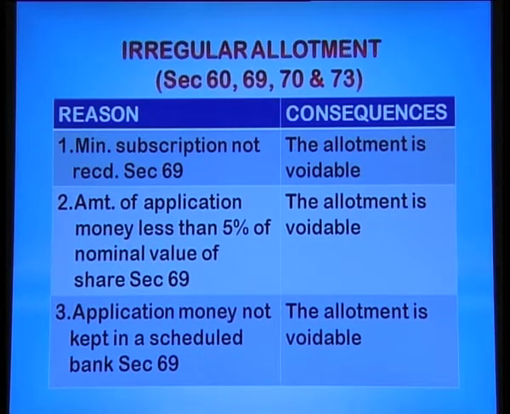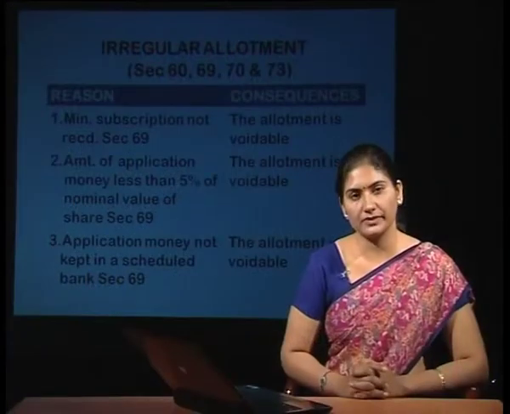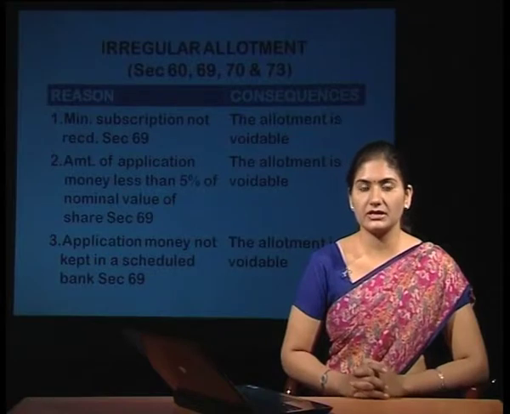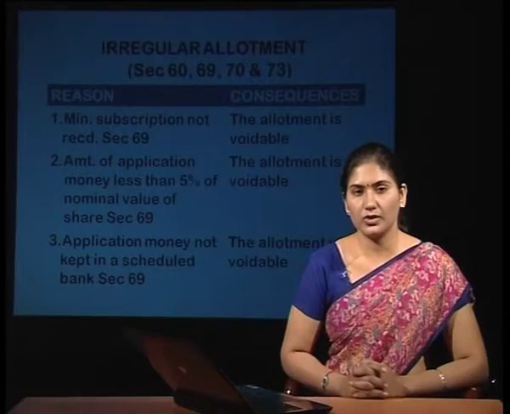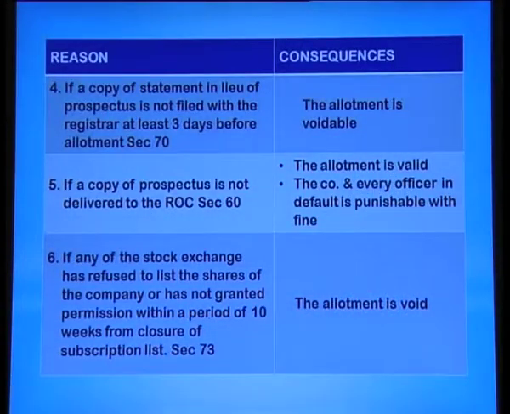Application money is not kept in a scheduled bank under section 69, then also the allotment is voidable. In all these three conditions, it is the right of the shareholder that if he wants to avoid the allotment, he can avoid under this section by giving back his shares to the company. If a copy of statement in lieu of prospectus is not filed with the registrar at least 3 days before the allotment under section 70, then also the allotment will be considered voidable.